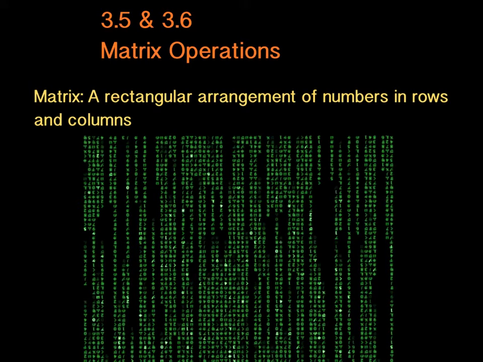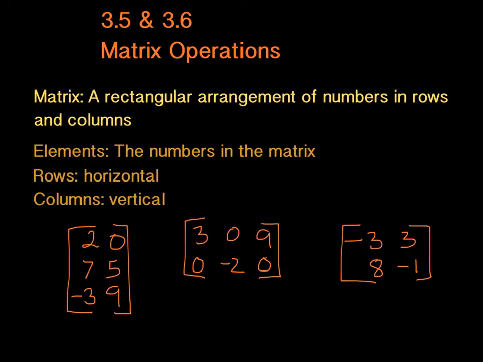And maybe you've all seen this movie, but this isn't The Matrix. Sorry. So matrices have elements. Each little number in your matrix is called an element. We have rows. Those are always horizontal. So this one has 3 rows, this one has 2 rows, this one has 2 rows. Columns are always vertical. So that's a column, that's a column, that's a column, and so on.